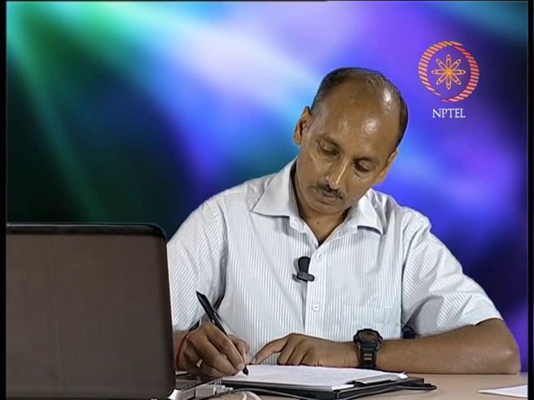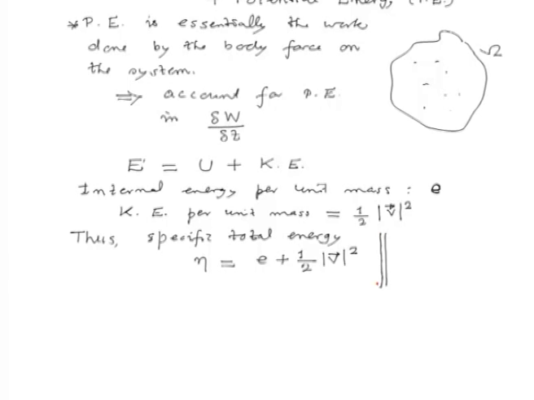Let us note the relation between capital E, that is total energy, and eta. That is very simple. Capital E is basically integral over the whole of our domain. So, that is rho eta dV over domain omega. So, now let us invoke Reynolds transport theorem.